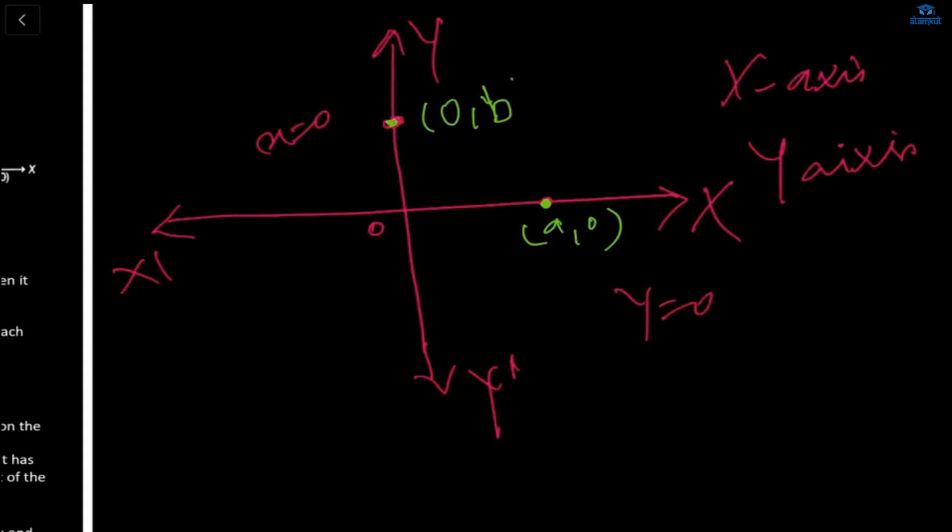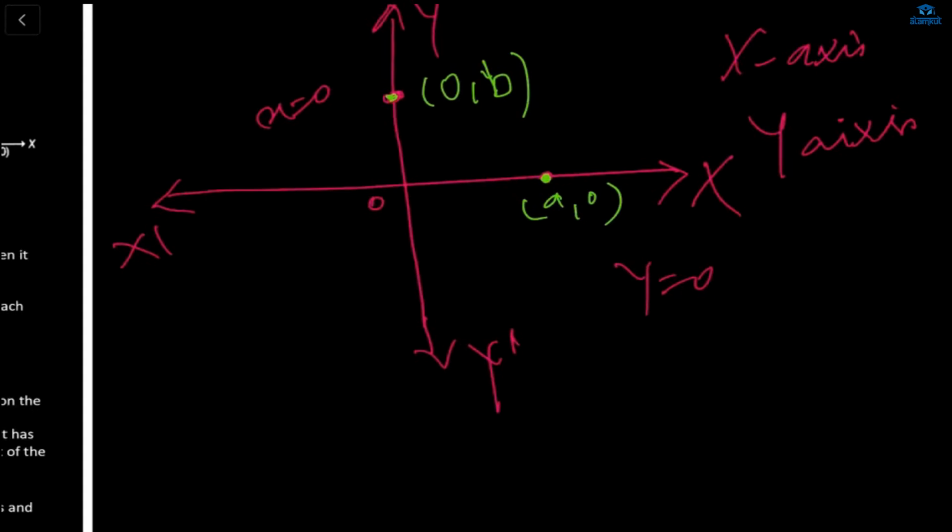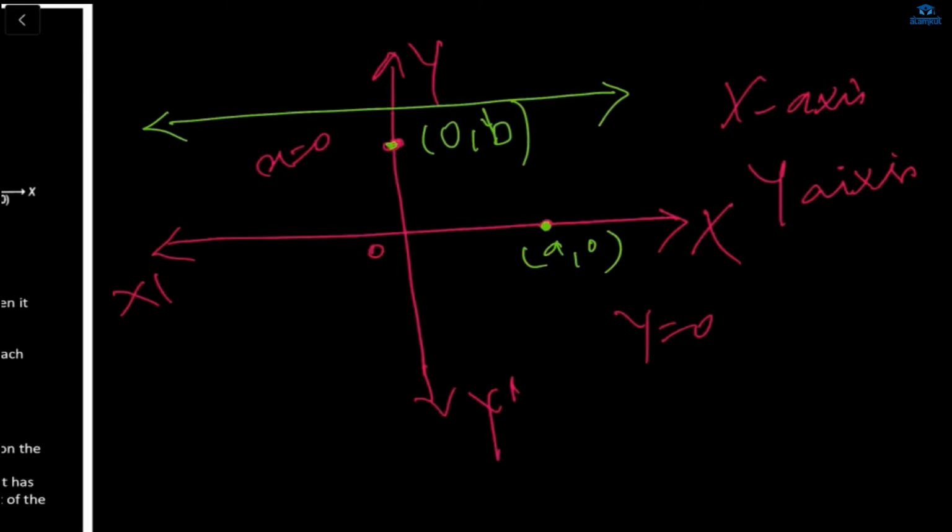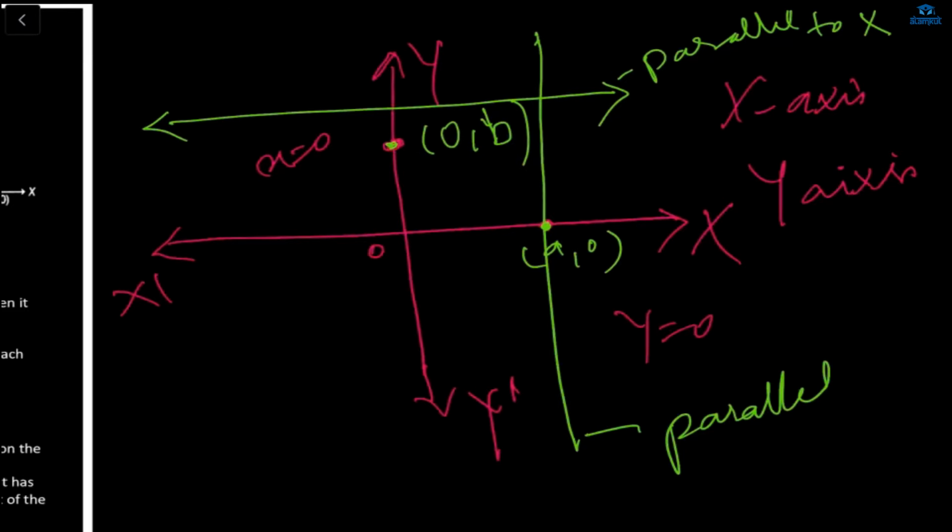Okay, understood? So I'm talking about lines which are parallel to the axis. This line will be parallel to which axis? Can you tell me? Ma'am, the x-axis. This line is parallel to the x-axis. And this other line is parallel to the y-axis.